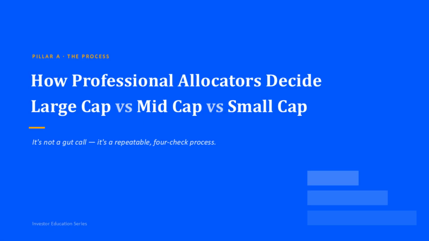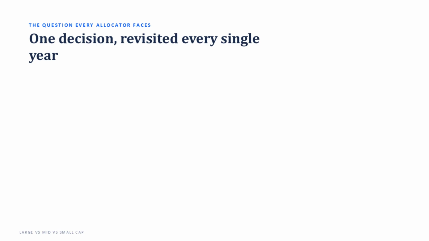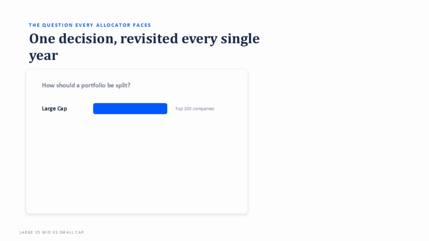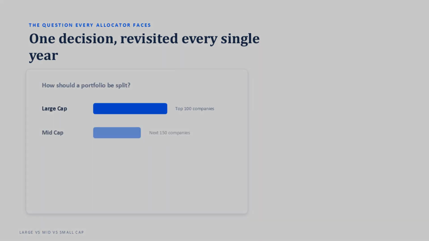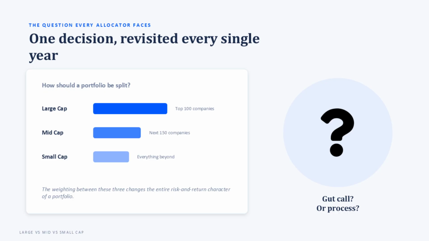Every year, professional investment teams have to answer one deceptively simple question. How much of a portfolio should sit in large cap, how much in mid cap, and how much in small cap? Most people assume that's either a gut call or a fixed rule of thumb. It's neither. There's actually a repeatable process behind it. And once you see it, you'll never look at large cap versus mid cap versus small cap the same way again.